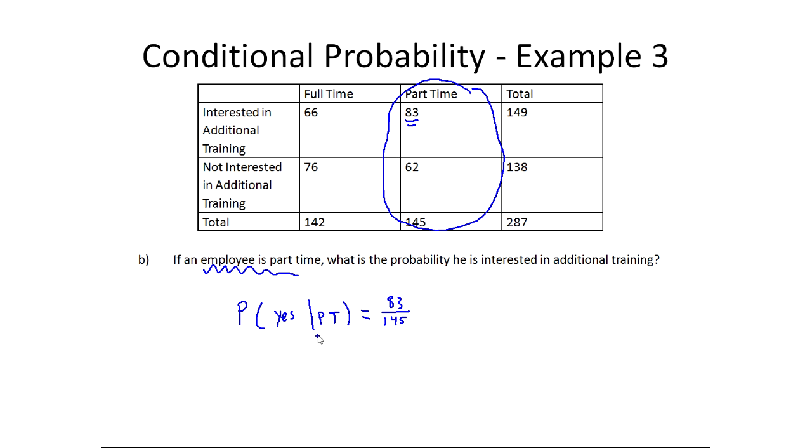Well, notice here that this is like the previous one, right? There's other ways that I could ask these questions, and sometimes they're simply written. For example, I could say, what is the probability someone is part-time given they are interested in training?